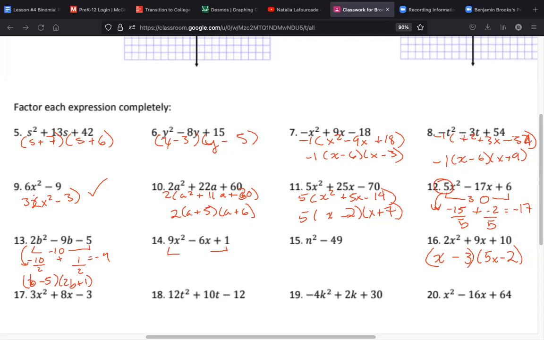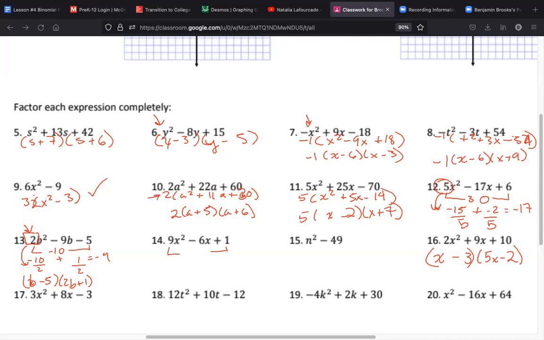Negative 10 times 1 would be... and negative 10 plus 1 would be... Right. We didn't do this on the other ones because we didn't have a number in front of the squared term. No number in front of the squared term. We factored this number out.